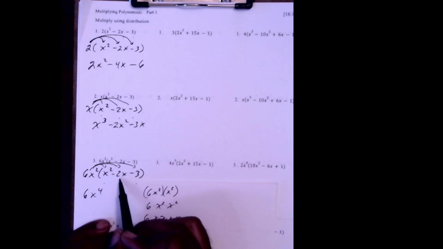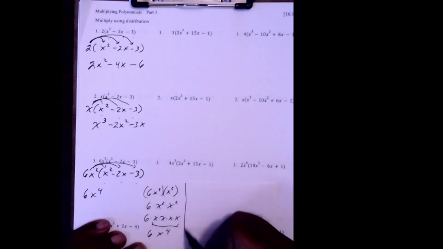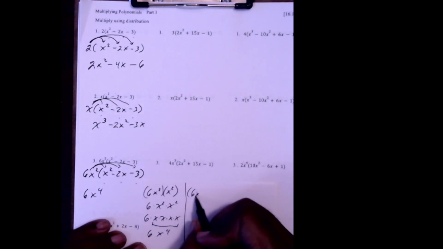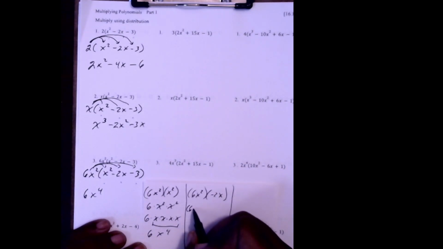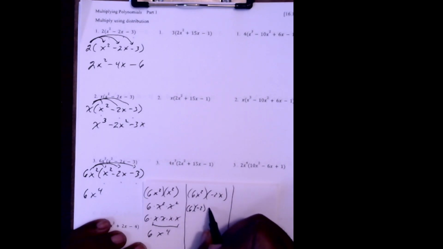6x squared times a negative 2x would look like this. 6x squared multiplied with a negative 2x. We can rewrite this as a 6 multiplied with the negative 2, and then move back the x squared times the x here in the back. So the 6 times 2 is 12, and when you multiply by one negative, you'll get a negative answer. The x squared times x is really an x times x times x. So what we have is negative 12x cubed.